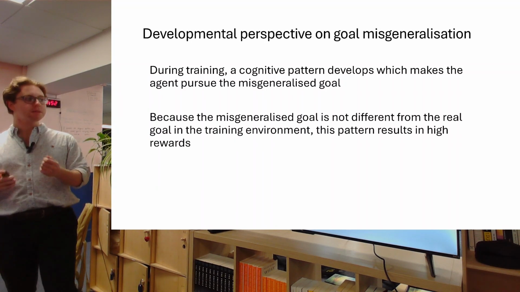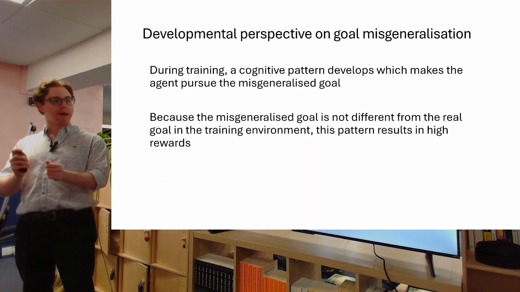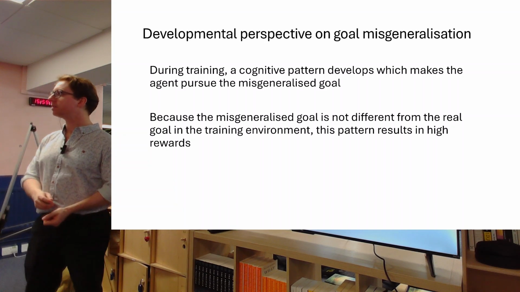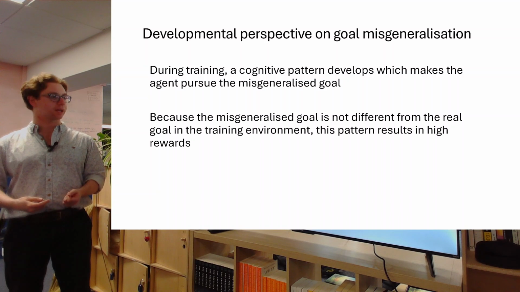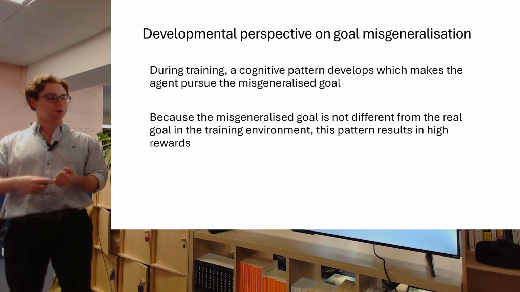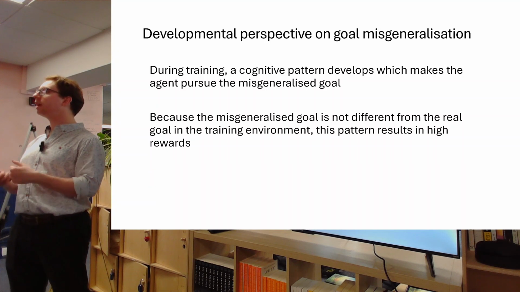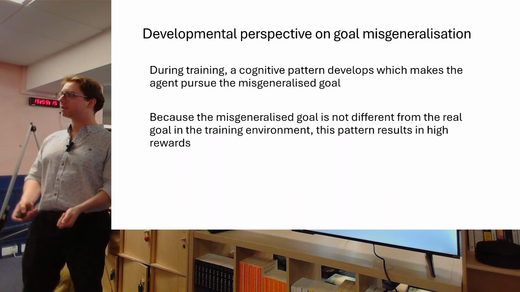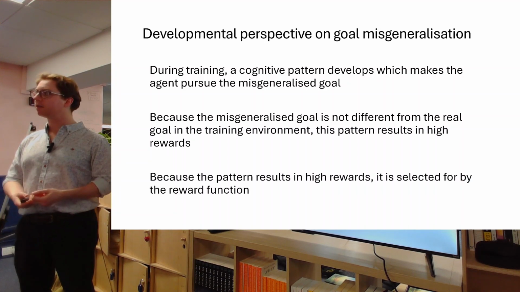And because the misgeneralized goal does not cause bad behavior, or does not do badly according to the reward in the training environments, these cognitive patterns get reinforced during the training process. These patterns result in high rewards because in the training distribution, it's very hard to see the difference between the misgeneralized goal and the true goal. And because of that, these patterns get selected for by the reward function.